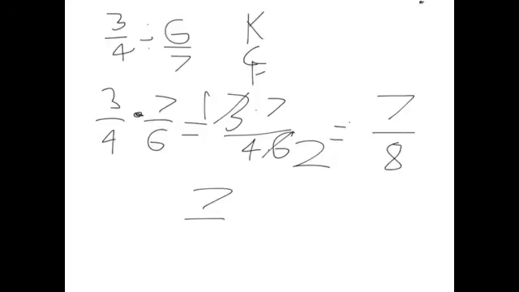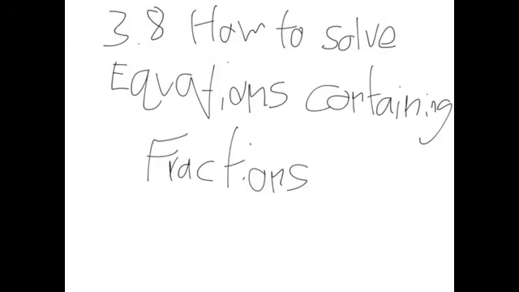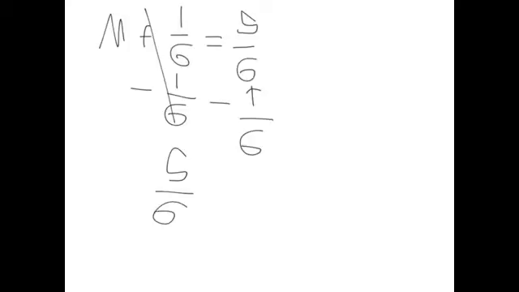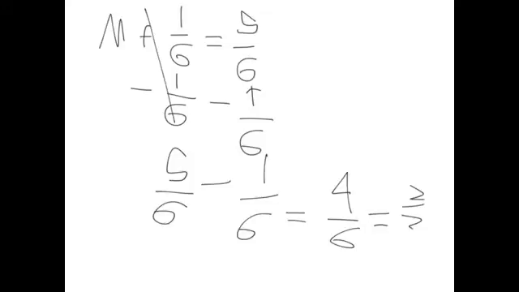And 7/8 cannot be simplified. How to solve equations containing fractions. First, we need to make it so the variable is isolated on one side. So to reverse 1/6, we have to subtract 1/6, and that eliminates. So now we have 5/6 minus 1/6. So 5/6 minus 1/6 equals 4/6, which can be simplified into 2/3.